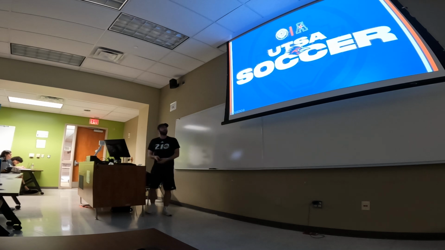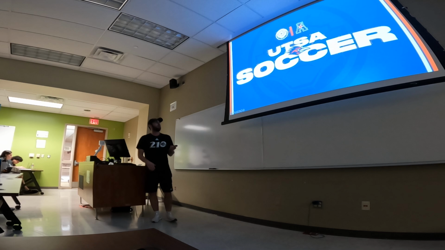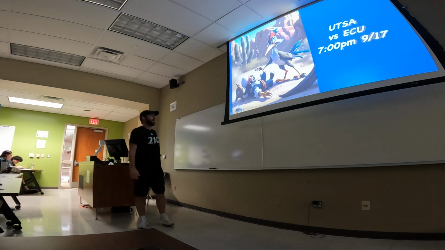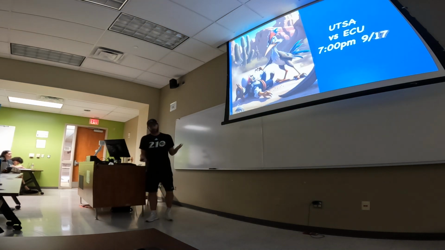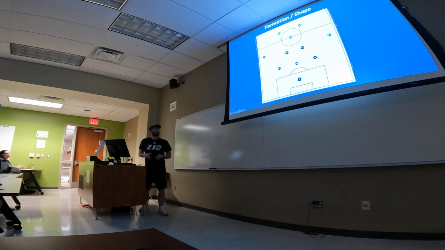So we always try and start with a little AI generated picture. Whoever we're playing, whoever their mascot is, I always make a little road runner beating up their mascot. So for this one it was us against ECU Pirates, so there's a little road runner just beating up a pirate there. We'll then look at their shape.